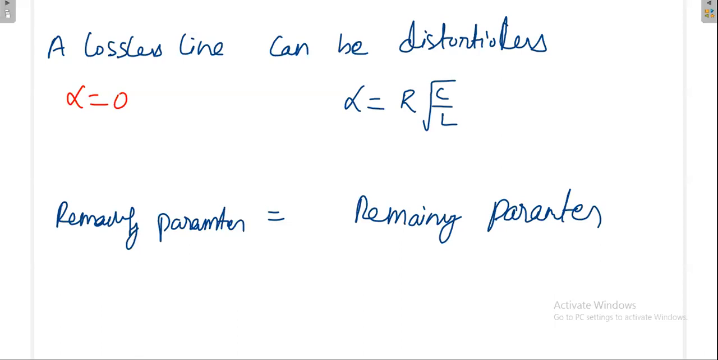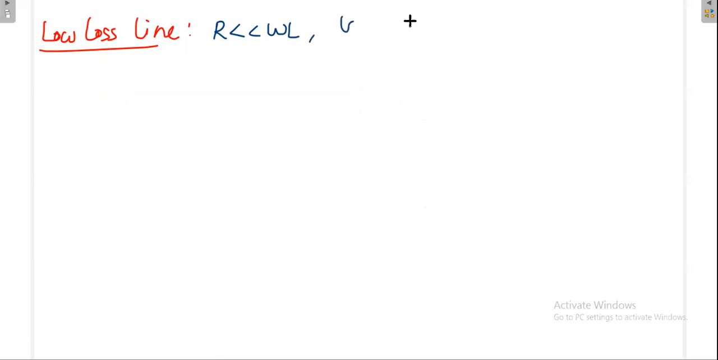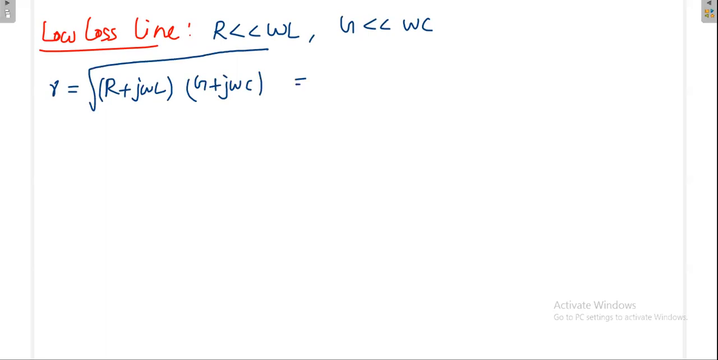Low loss line, a line with less loss. Low loss line means resistance will be there, but that will be very less as compared to omega L. Similarly, conductance G will be there, but that is very less as compared to omega C. Gamma is equal to square root of R plus J omega L, G plus J omega C. Then you take J omega L outside, 1 plus R divided by J omega L.